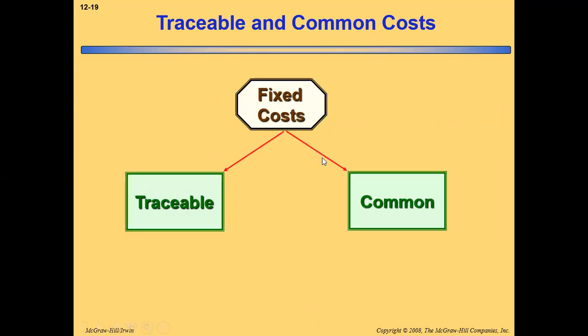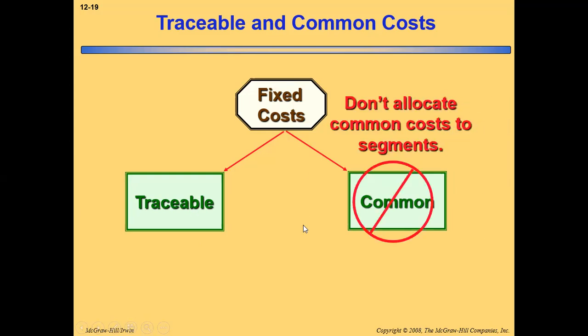So fixed cost, there are two classifications. One is traceable and another is common. Okay, so common cost, don't allocate common cost to the segment.